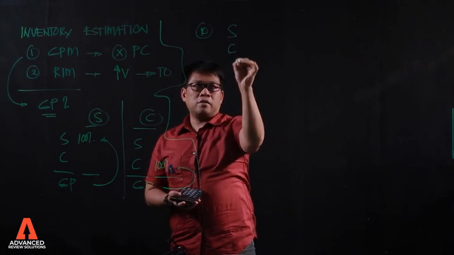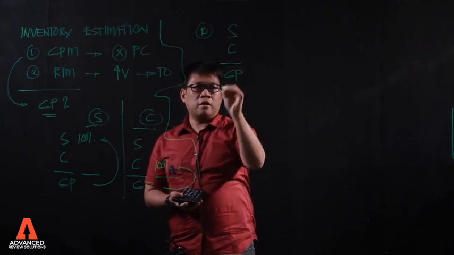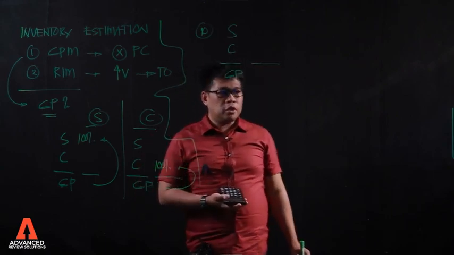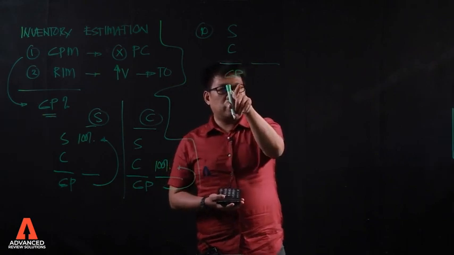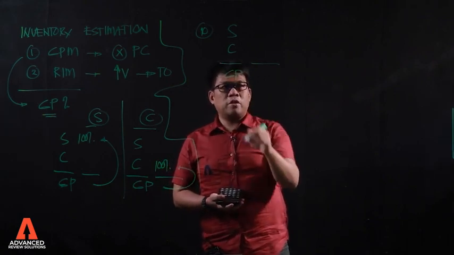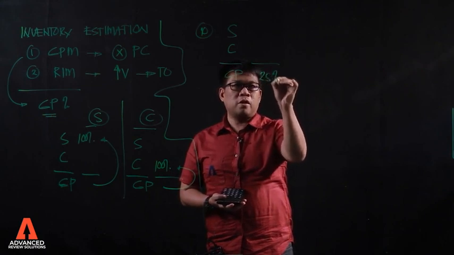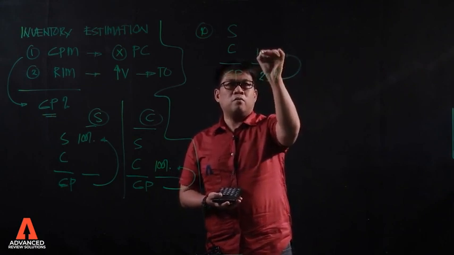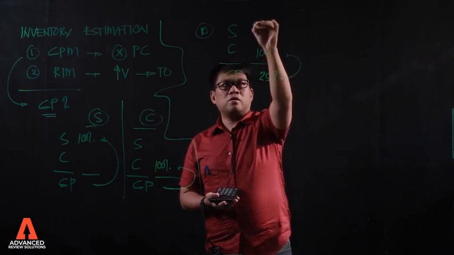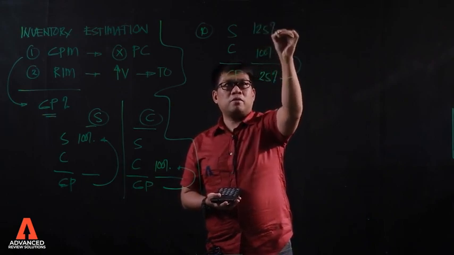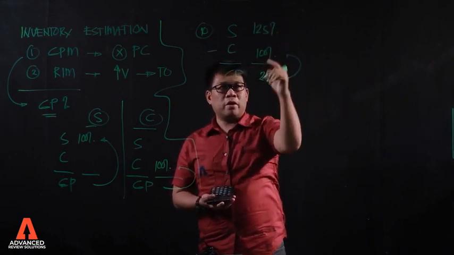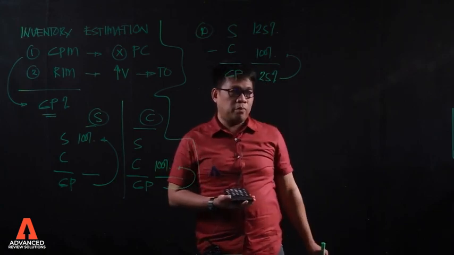Sales, cost of sales, gross profit. Ano ang sabi ni item 10? If the GPR, gross profit rate, on cost is 25%. So this is based on cost. This is 25% based on cost. So this will be 100%. So this is now 125%. 125% minus 100%, that is 25%.